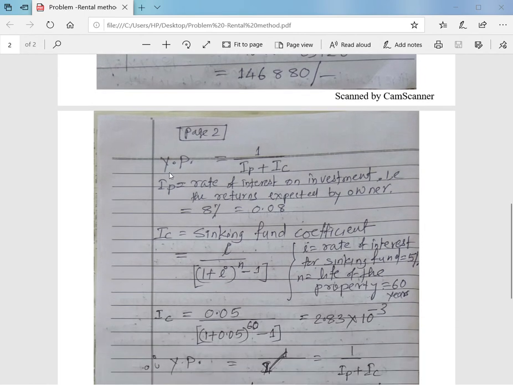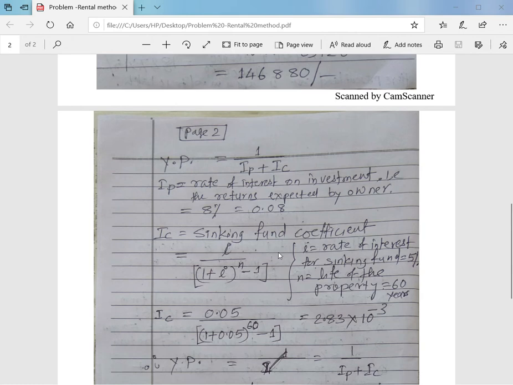Now let's work out the years purchase. That is equal to 1 upon IP plus IC. Here we are considering years purchase that will include the investment made on the property and also the provision for meeting the sinking fund. IP is the rate of interest for investment, and IC is the sinking fund coefficient. Now the owner desires an expected return of 8% on his investment made on the building. So that is given as 8%, taking it as 0.08.